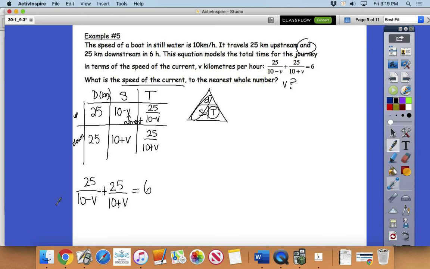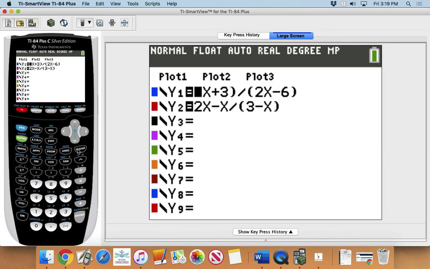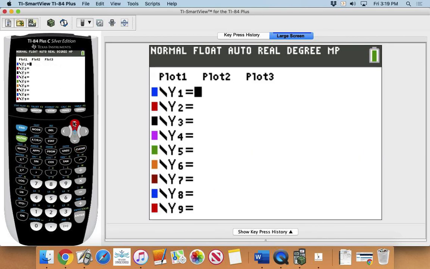Okay, so in this case, we can do this algebraically, we can do this graphically. I'm going to switch to the graphical just to show you how to do this one. So you can choose which one you prefer or how you answer the question in these cases if they don't tell you a method. So we're going to put the left side, which is 25 divided by 10 minus x, that's our v, and we're going to add it to 25 divided by 10 plus x, which is our v as well. And that's going to equal 6.